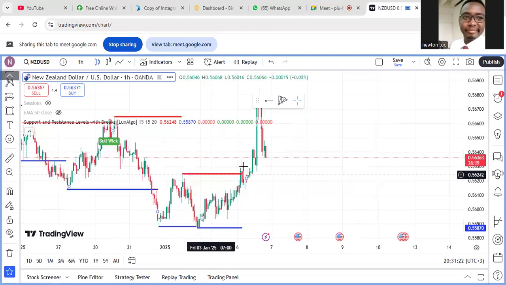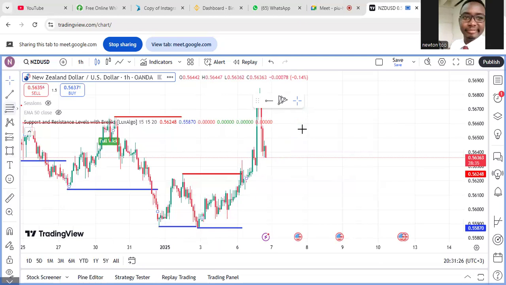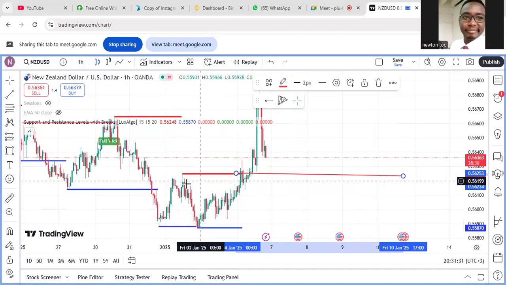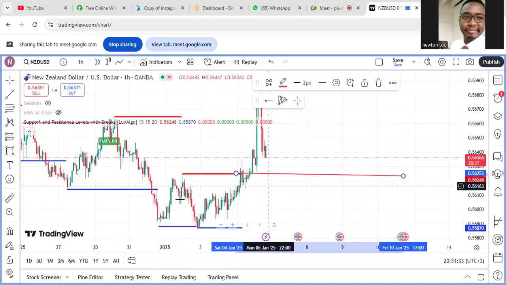So this one is for, if you want to trade New Zealand dollar, maybe tonight, because right now it is the Asian markets, you can wait for the retest of this region. You can see that, because this one is a box. Retest, then boom, up.